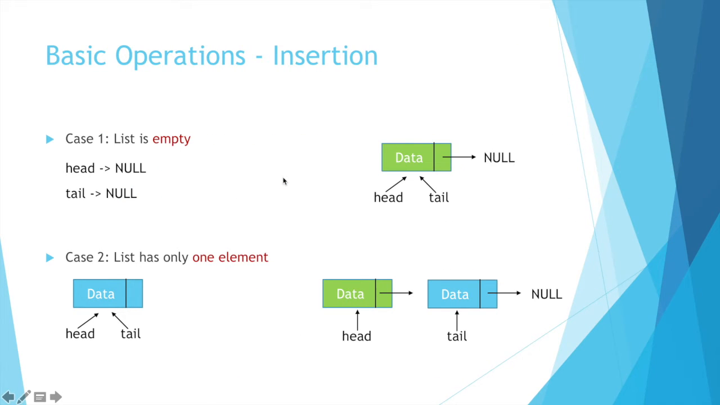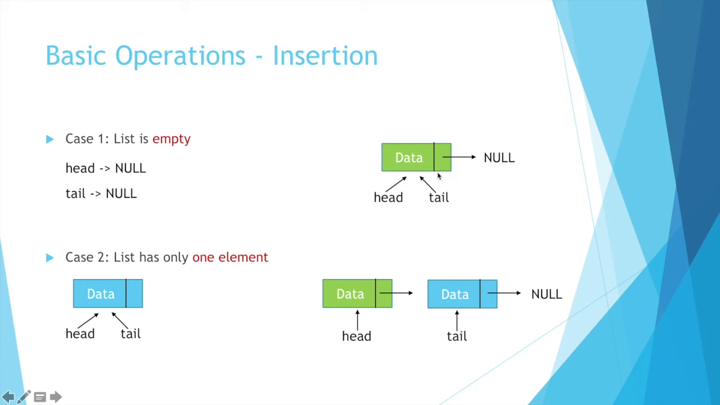Now let's come to the first operation that we're going to be covering, which is insertion. Now, inserting can have three cases in general. The first case is when the list is empty. In that case, your head and tail are both going to be null. They're going to be pointing to nothing since your list is empty. The expected state after insertion should be something like this.